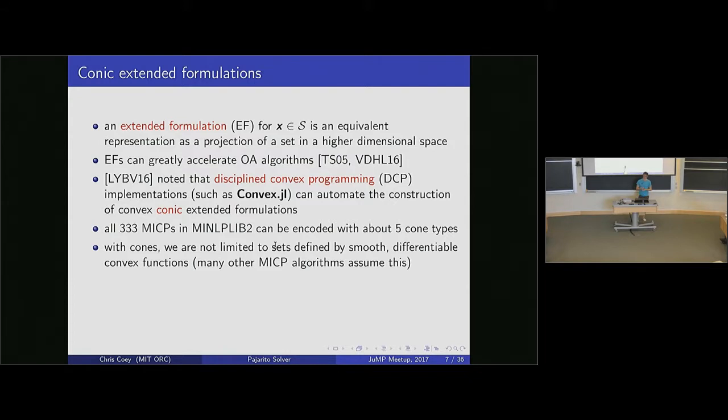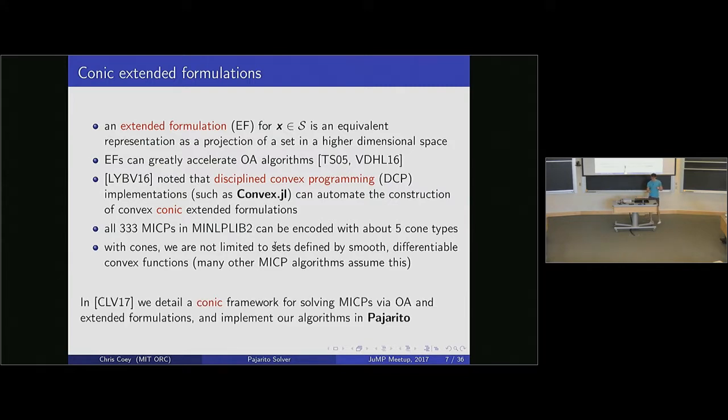And I won't go into the theory of that, but Miles and collaborators found that all 333 of the convex mixed integer problems in the MINLP-lib2 library can be encoded with about 5 cone types. And in an upcoming paper, we're going to detail a conic framework and the conic algorithm from Pajarito and test that out on example problems and show it as the fastest mixed integer convex solver.